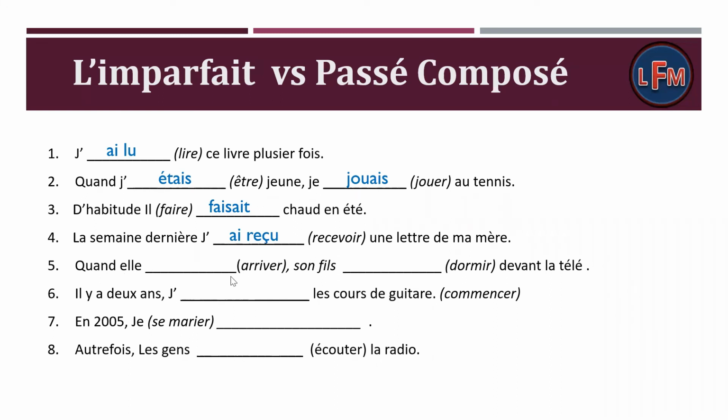Quand elle est arrivée, son fils dormait devant la télé. When she arrived, her son was sleeping before the television. So when she arrived, this is a completed action in the past. So we use passé composé here. Elle est arrivée. Son fils, her son was sleeping. This is the continuous action in the past. So we use imparfait. Son fils dormait devant la télé.